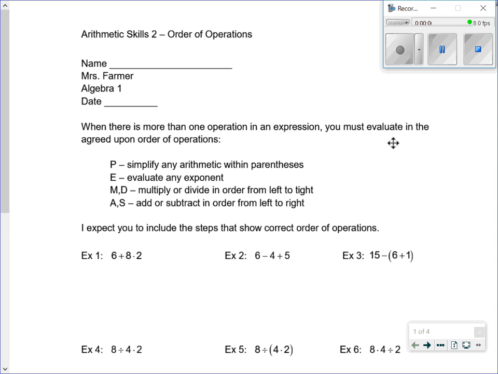All right, ladies, we are going to take notes on worksheet 1.3, arithmetic skills, order of operations. At the top of the page, you'll see these letters that are supposed to help you remember the order that you do things in. P stands for parentheses, any numbers within parentheses first. E, exponents, so if you need to square something or raise to the third power.